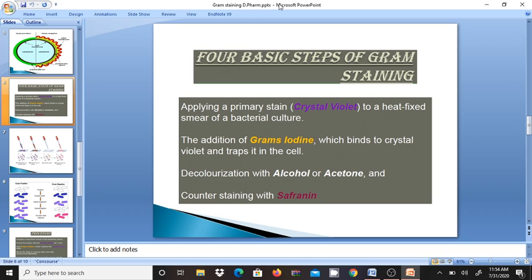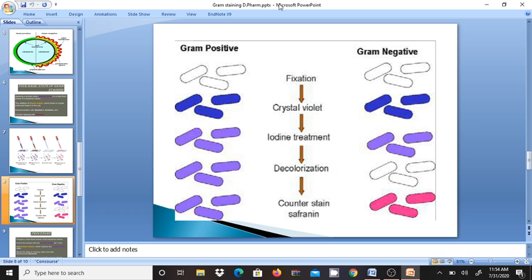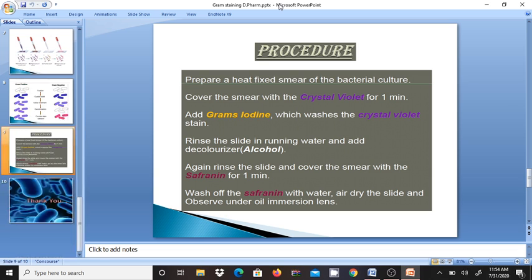So there are four basic steps in the gram staining technique: first, applying a primary stain, that is crystal violet; secondly, using gram's iodine; thirdly, decolorizing with alcohol; and fourth, counter staining with safranin. This figure is explaining the same procedure. After this process, gram positive bacteria will look violet in color, and gram negative bacteria will look pink in color.